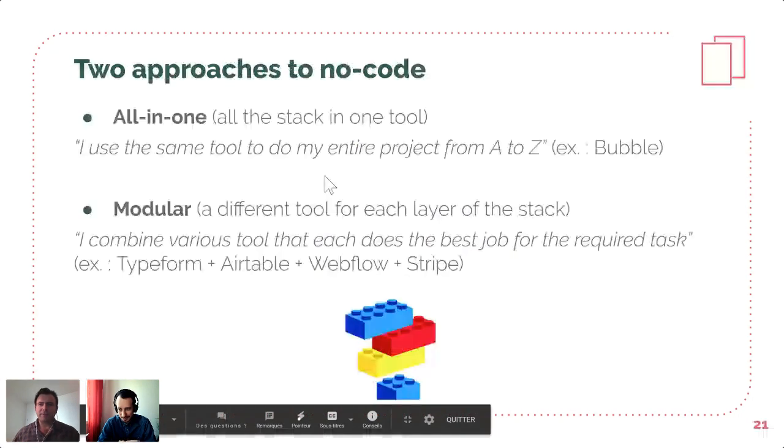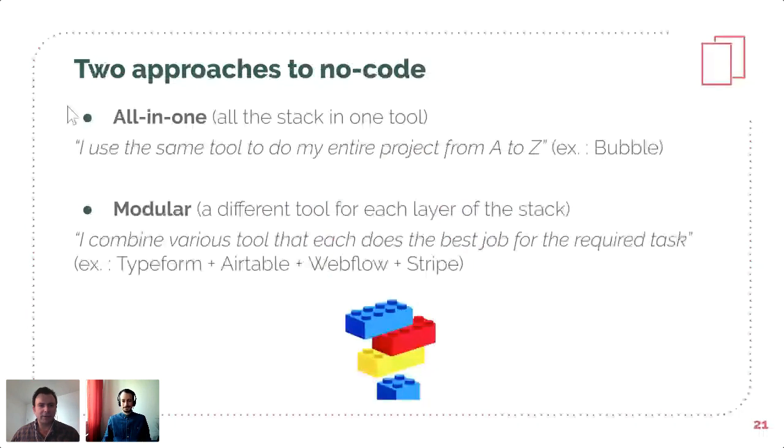And there are two approaches to use no code. To sum it up, we like to say there is an all-in-one approach and the modular approach. The first one, the all-in-one approach, is to use only one tool to build your project. All the stack, all the bricks are in one tool. I use the same tool to do my entire project from A to Z. For example, Bubble. Bubble is a very powerful tool. We already said it. You can do very powerful web apps without going outside of Bubble.